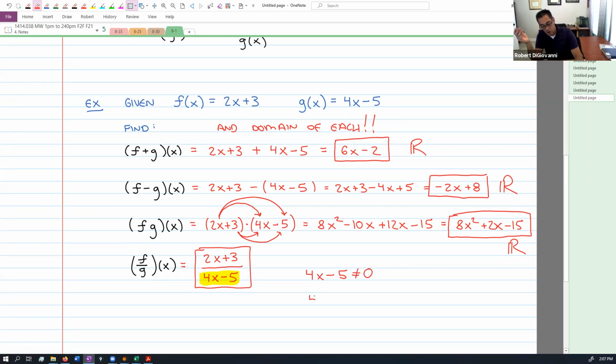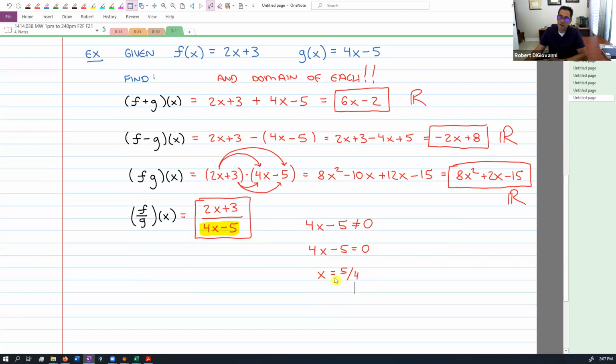And so what I do is I go figure out where it is 0. I'll trust that everyone can solve that. Just move the 5 over, divide by 4. So this value of x causes a problem, so I want to remove this point from the domain. The way I'm going to do that, I'm not going to draw the number line. I'm just going to go straight to interval notation. So this basically represents everything except 5/4.